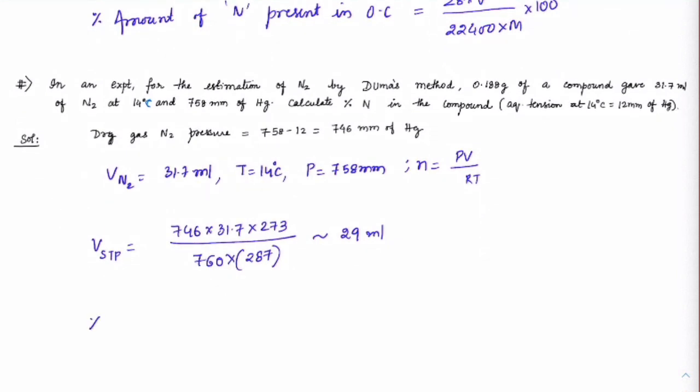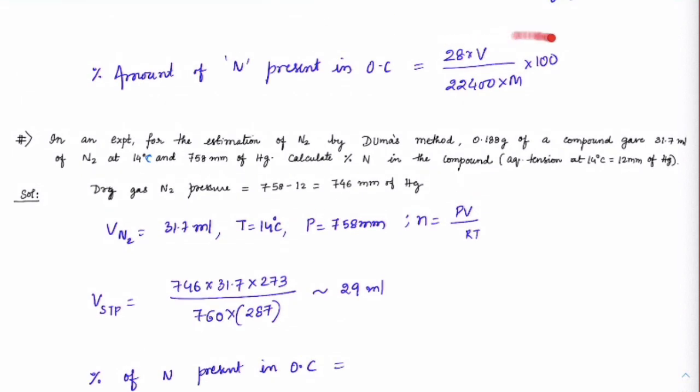Once you get the volume at STP, all you need to do is calculate the percentage of nitrogen present in the organic compound. Now I am using this formula, which is 28 multiplied by 29 divided by 22400 into the mass of the organic compound, which is 0.188, into 100. That comes to be around 20%.